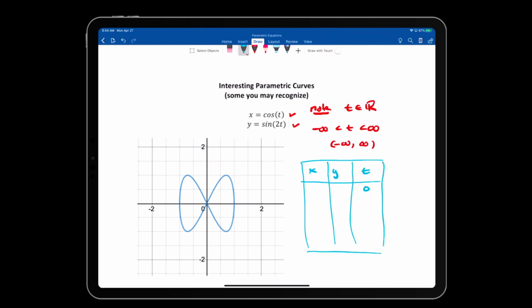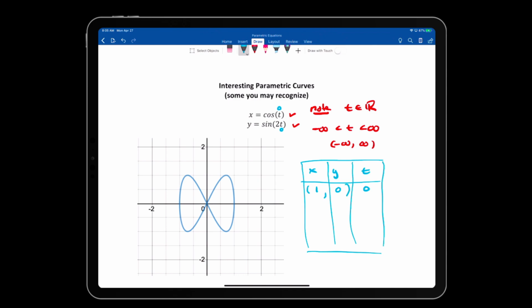So that's a starting point. This is time or t. I mean, we can't even think of it as time because time's never negative. It's always positive. But if I plug in 0 here for t, we can see that x becomes cosine of 0, and cosine of 0 is 1. And then y becomes sine of 2 times 0, which is 0. Sine of 0 is actually 0. So here's what this means.